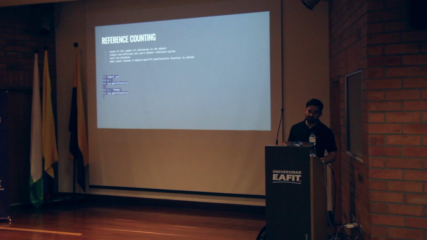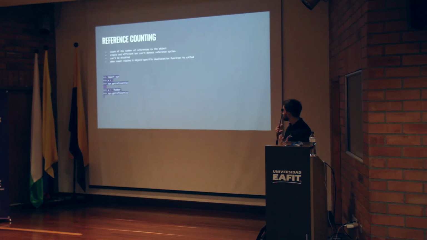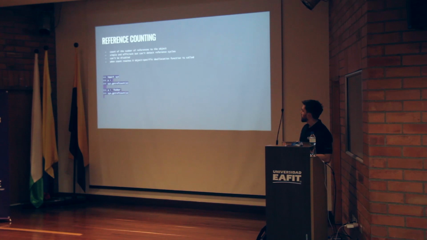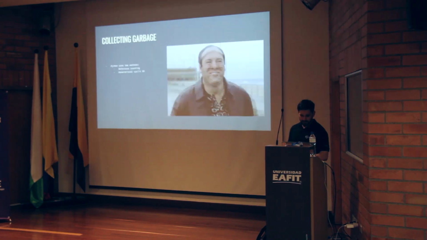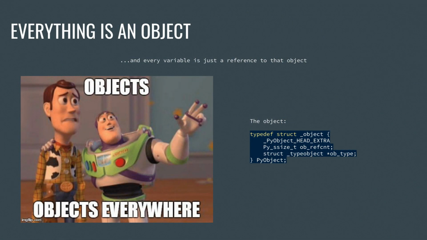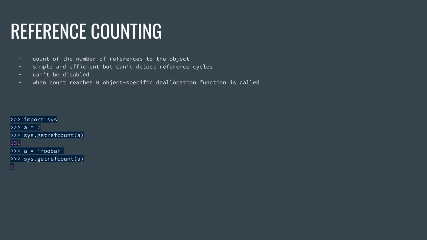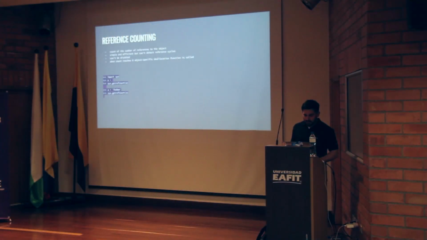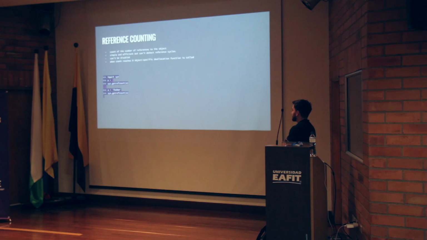So, reference counting. This is a very naive idea. If you remember how I showed you at the beginning, this object reference count is actually what is used in reference counting. Every time you reference your object somewhere else, or assign this object somewhere, the object's reference count increases by 1. This is very simple, and it's also very efficient. But the problem is that it can't detect reference cycles.